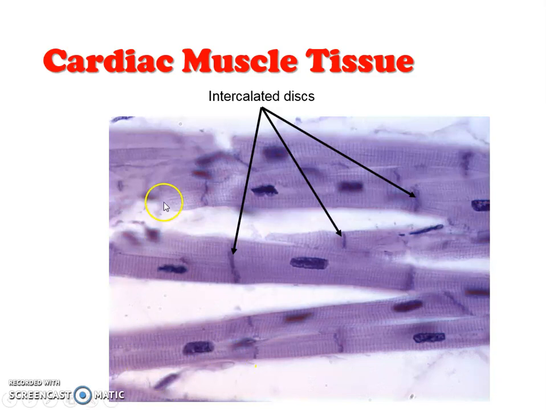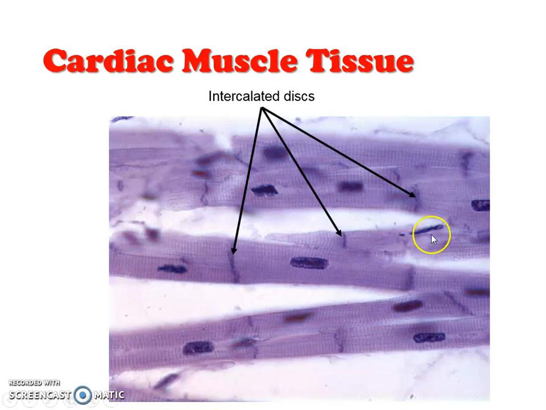Okay, key characteristic number 1. If you notice in our cells here, so here's a cardiac muscle cell, here's a cardiac muscle cell, here's a cardiac muscle cell. There's this line that's going to separate one cardiac muscle cell from another. That structure is called an intercalated disc. Intercalated discs are key characteristics in cardiac muscle tissue.